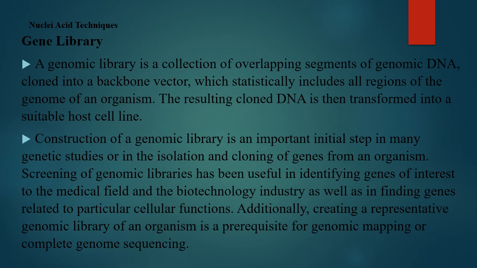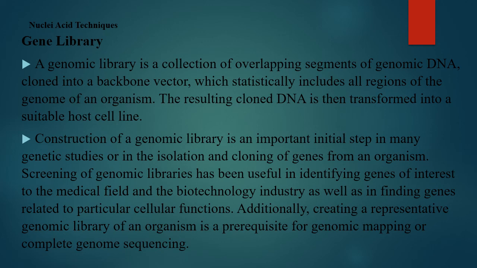Now, gene library. You know the word gene, you know the word library. So a gene library is a library of genes, simply put. So what's a gene library, or genomic library? A genomic library is a collection of overlapping segments of genetic or genomic DNA which are cloned into a backbone vector, which statistically includes all regions of the genome of an organism.